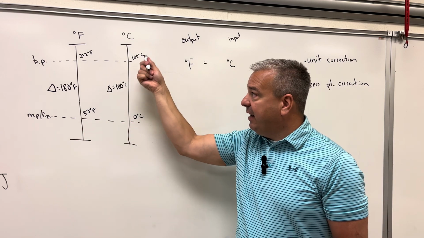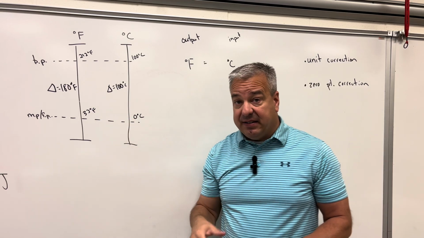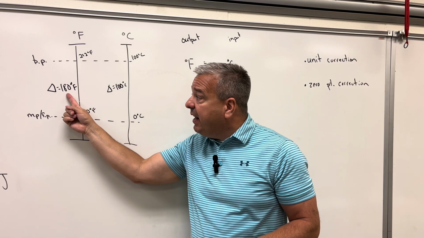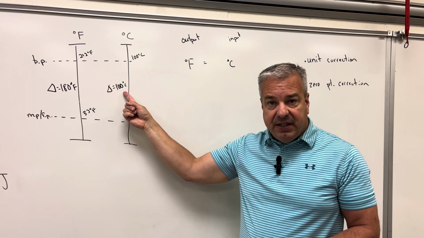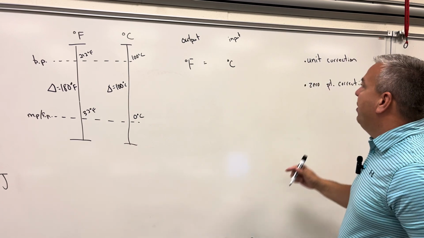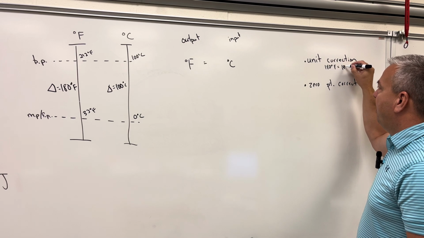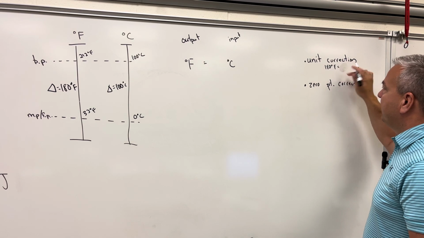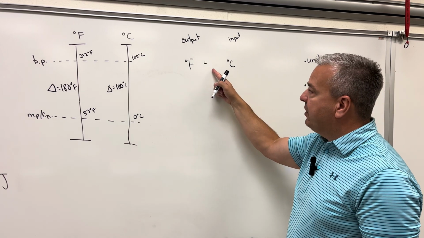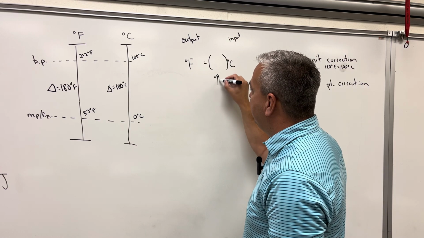Now I know these are equivalent. I know these are equivalent as well. And I look up their deltas, and with their deltas, I get a unit correction. What this means is for every 180 degrees Fahrenheit, there are 100 degrees Celsius, and I know that as a fact. So that's going to be our unit correction: 180 degrees Fahrenheit is equal to 100 degrees Celsius. And I'm going to put that unit correction in right here.